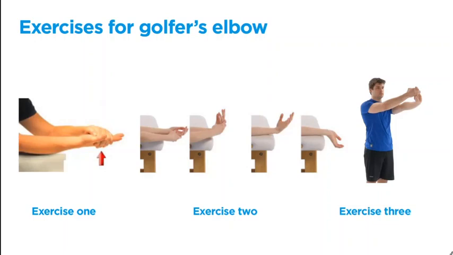Exercise 3 involves stretching the muscles of your forearm. Extend the affected arm out straight with the elbow straight, with your palm facing up. Use the other hand to grasp the fingers and pull your fingers back. Feel a gentle stretch along the bottom of your arm and wrist area. Hold the stretch for about 15 to 20 seconds, and you can repeat 3 to 4 times.